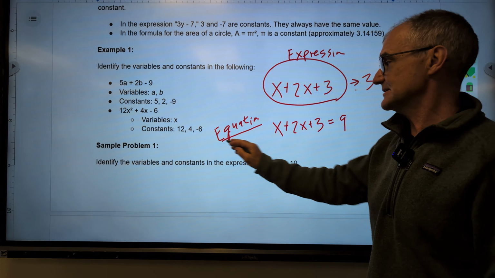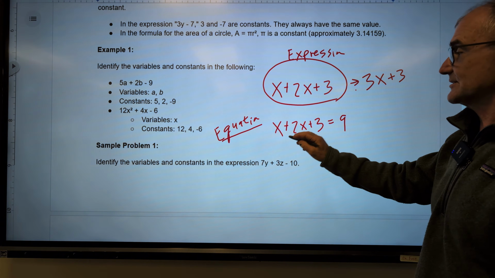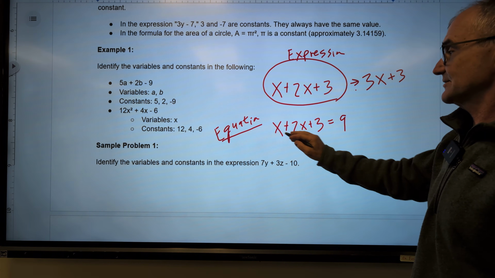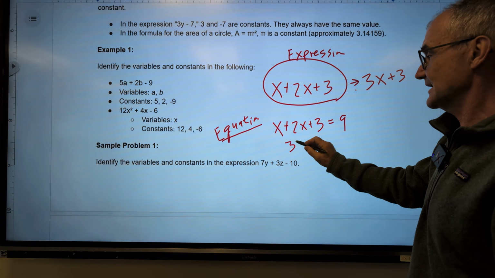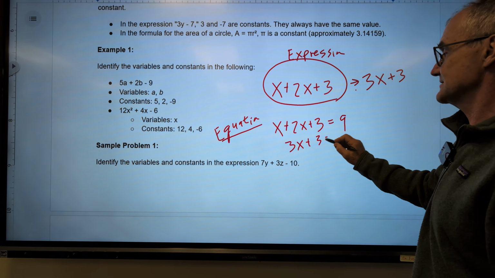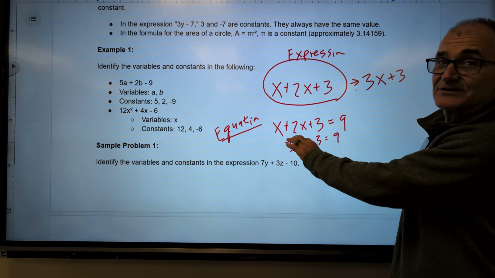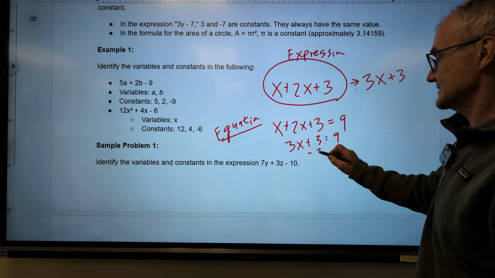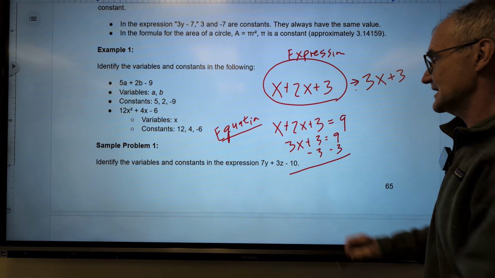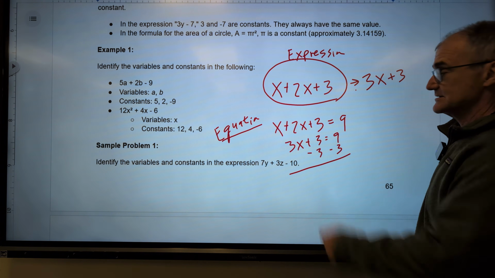So in the equation, solving for x, I do similar things. I combine my similar things. X plus 2x is 3x, plus 3 is equal to 9. The goal in solving an equation is to get that variable by itself. So I subtract 3 from both sides, the reverse operation of addition.